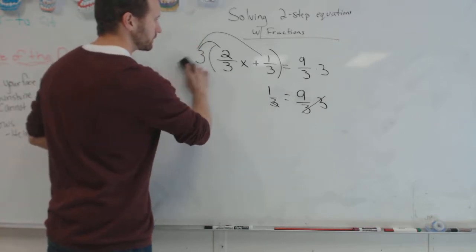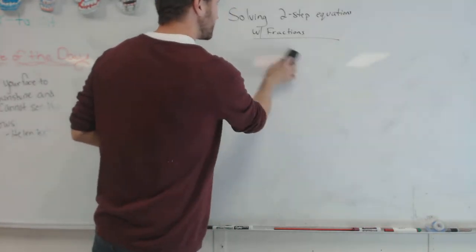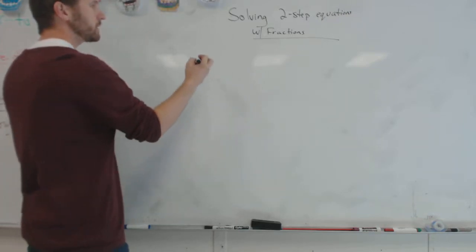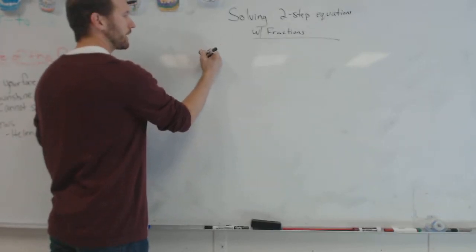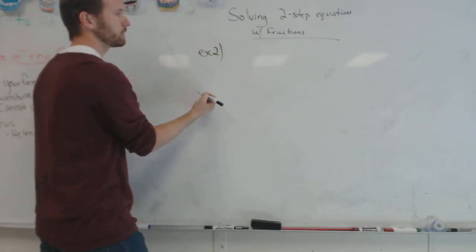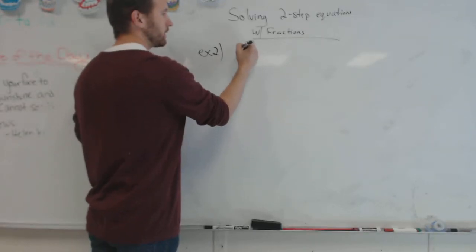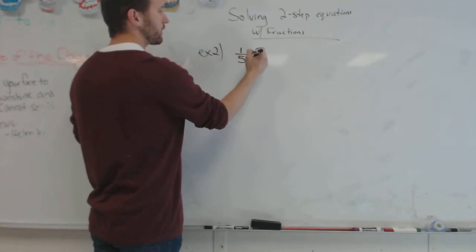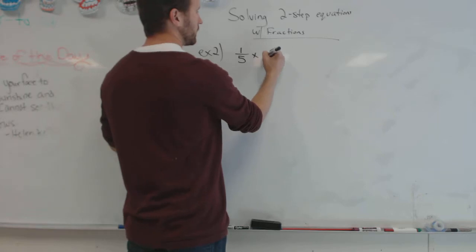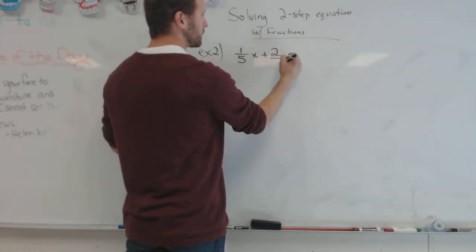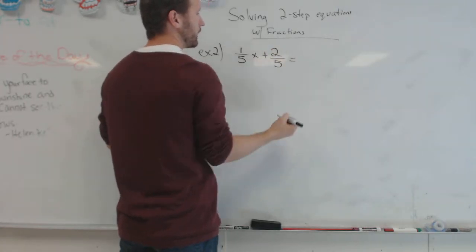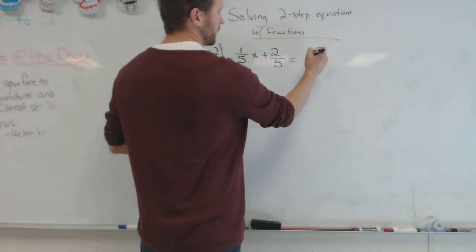Are we going to do anything else besides this? Yeah, these get a little bit more complicated. So I'm going to do one more example like that. Example number 2. What if I had 1/5 x plus 2/5 equals 9/5?